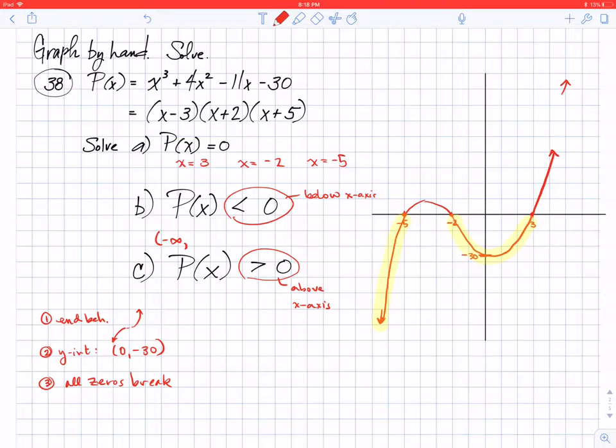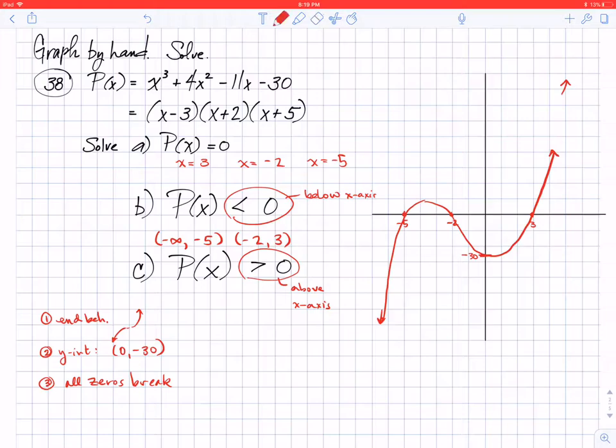-infinity all the way up to -5. I used a round parenthesis there because I don't want what's on the x-axis. I only want what's below the x-axis. And then the next piece of numbers that's going to be below is going to be from -2 all the way to +3. These are the numbers that are going to be below the x-axis.